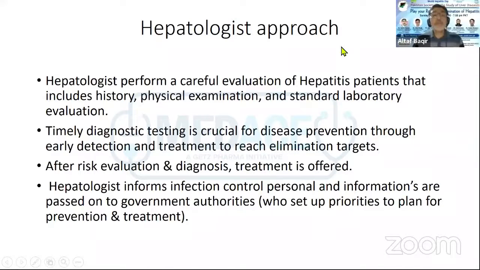What hepatologists do is perform a careful evaluation of patients coming with hepatitis, which includes history, physical examination, and standard laboratory evaluation. The important thing is timely diagnosis, which is crucial for disease prevention by detecting the disease early and treating it, thus reaching an elimination target. After risk evaluation and diagnosis, treatment is offered. Then the hepatologist informs infection control personnel, and the information is passed on to the government authorities, who set up priorities to plan for prevention and treatment.